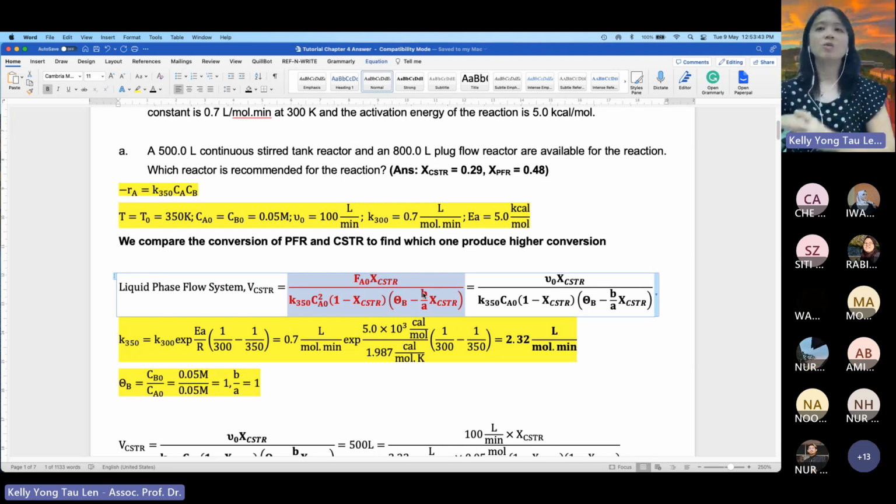Because I have all the numbers except X, I can solve. But bear in mind, that's why hopefully later you can practice by yourself, because this is a quadratic equation. When you solve it, you will get a quadratic equation. So make sure when you have the time, you really practice, and get used to solving quadratic equations.